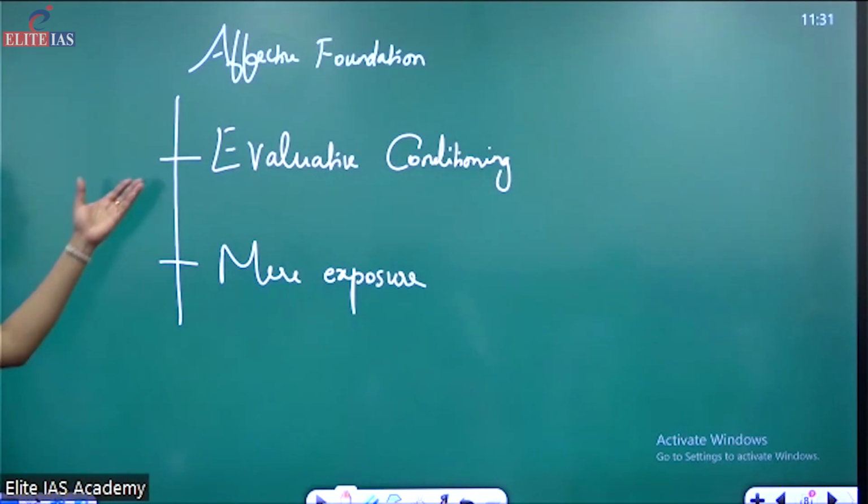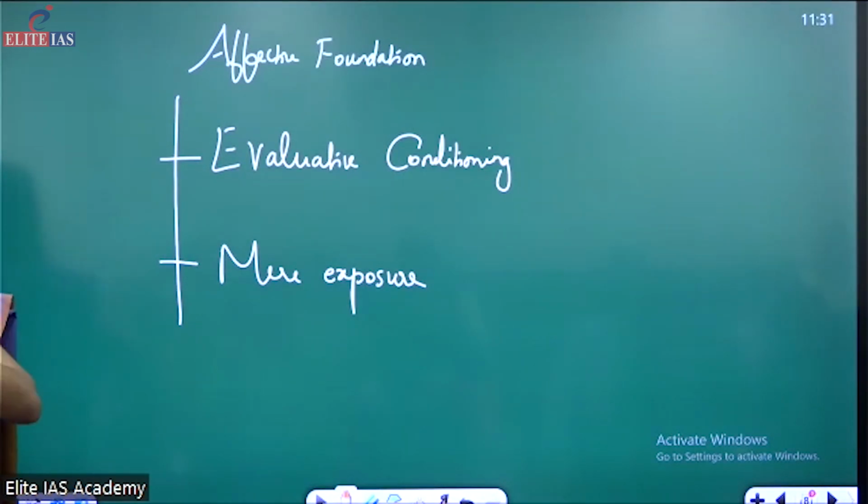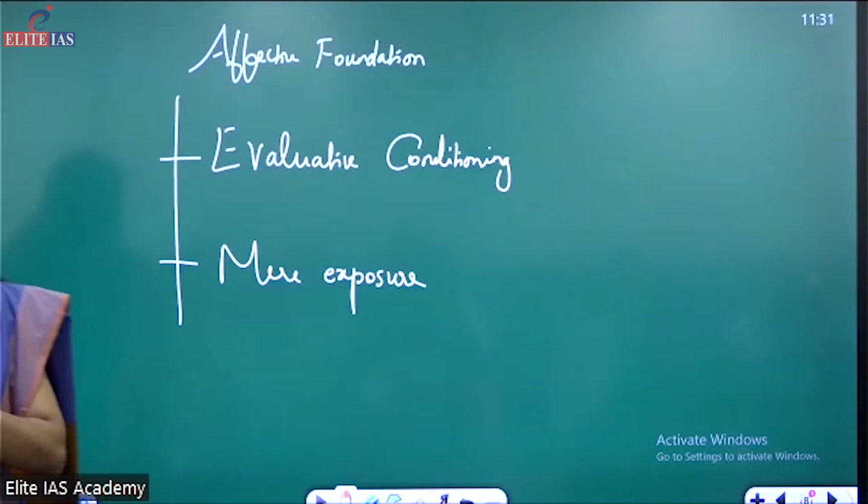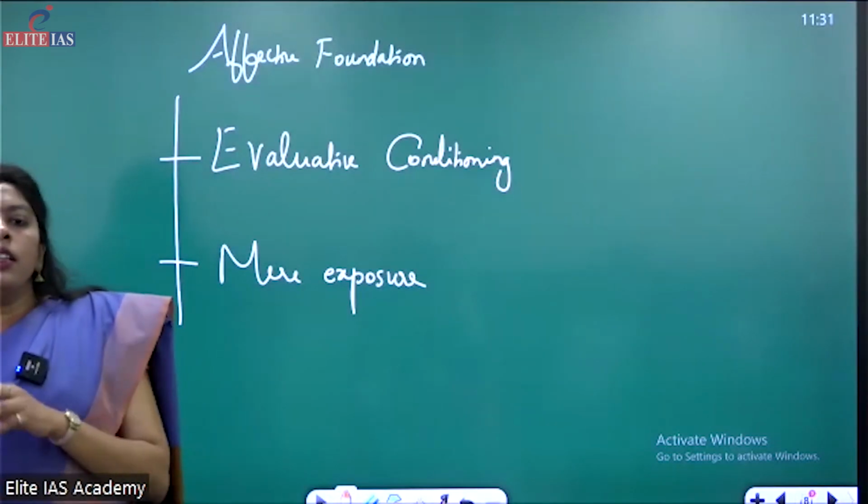So in evaluative conditioning, we form an attitude towards a particular object when that object coincides with our positive or negative emotions. Do you get it? You will not get it. I'm going to give an example. Then you will understand.